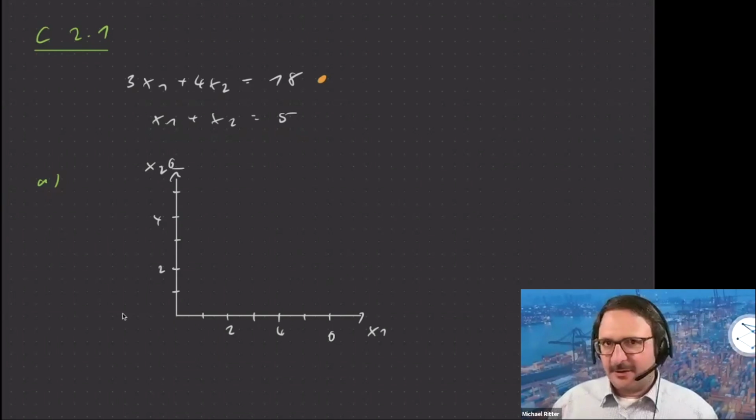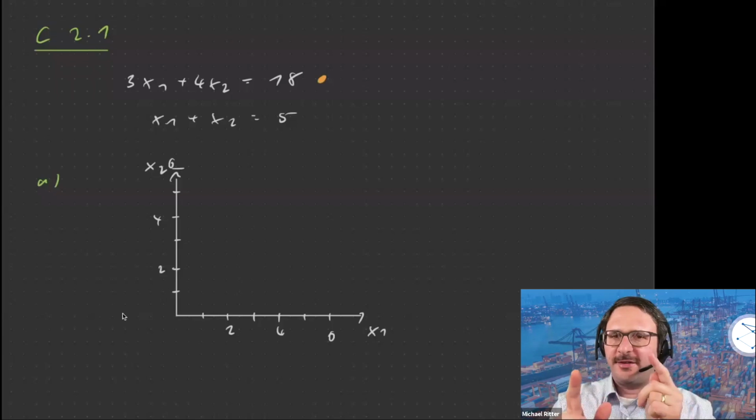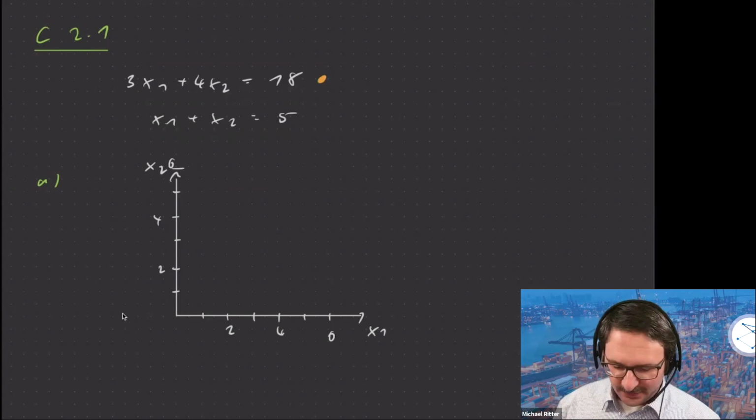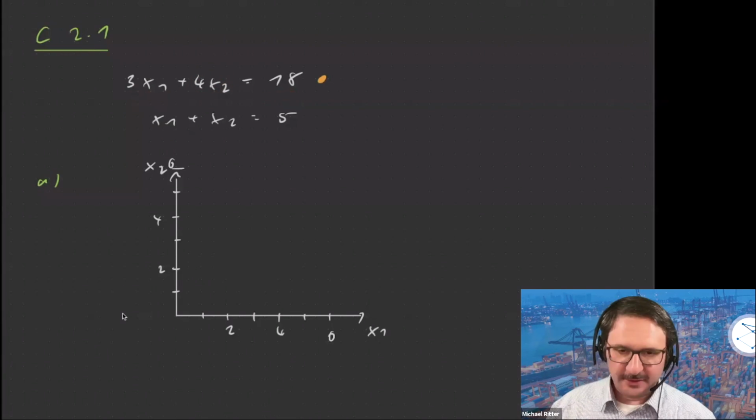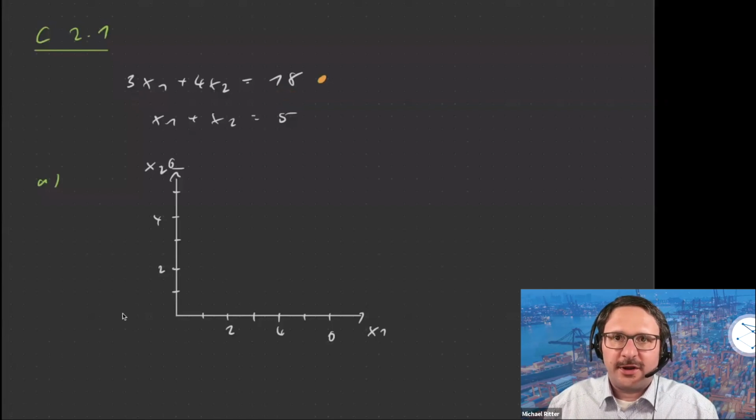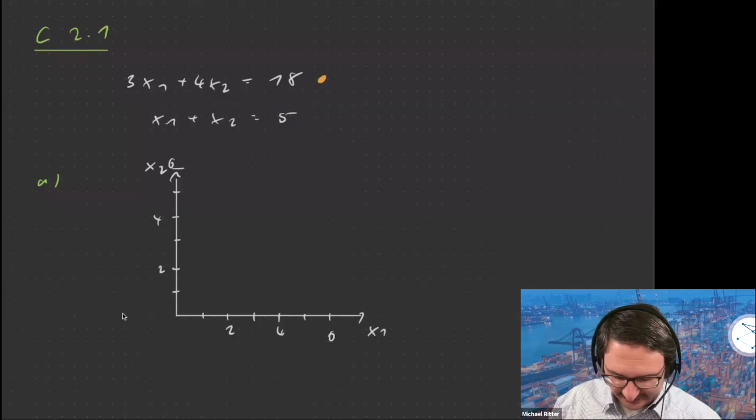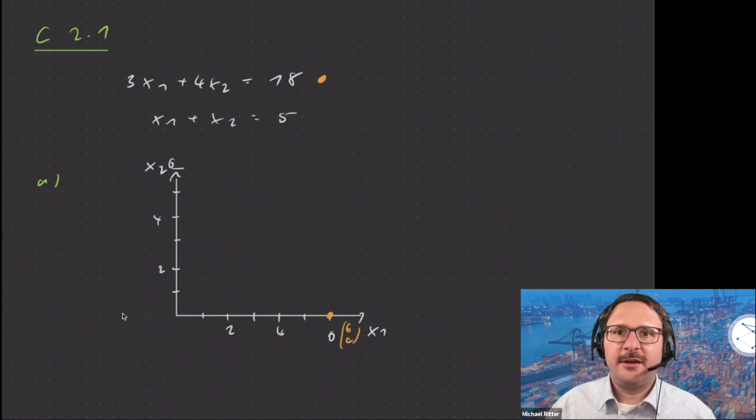So in that case, almost always the easiest way is to set one of those 2 coordinates to 0 and then see what the other has to be. So for example, if we set x2 to 0, then we have 3x1 equals 18. If 3x1 equals 18, then of course x1 has to be 18 over 3. That's 6. So this point here, 6 and 0, is on that line defined by the first equation. That point fulfills the equation.